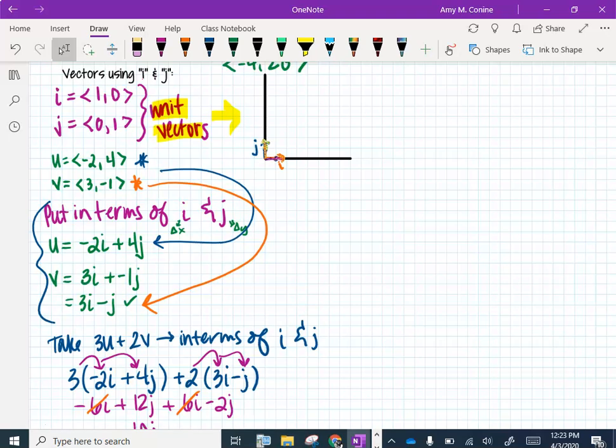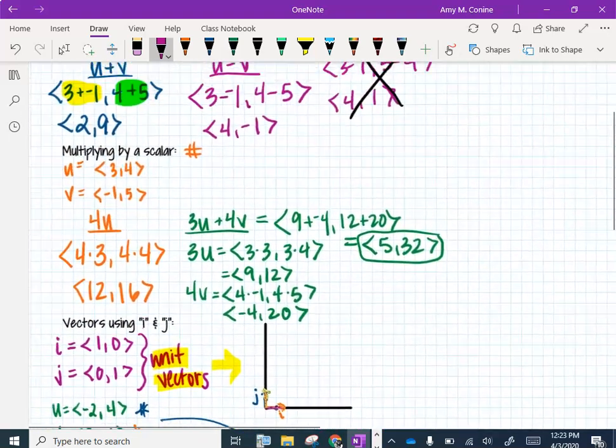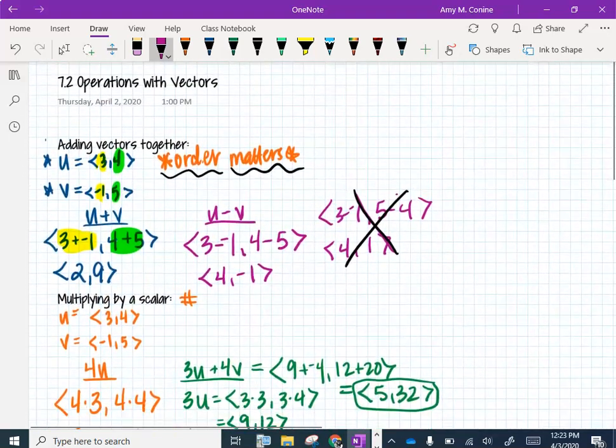So if you want to look at it as you're using operations to do substitution, I think that's the easiest way to think about it. That's really what this comes down to. But that's 7.2.